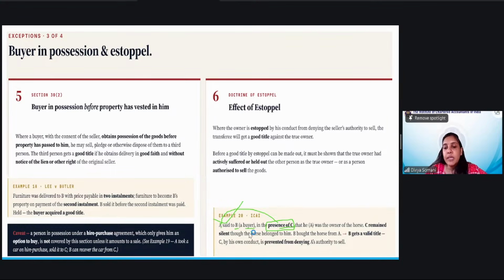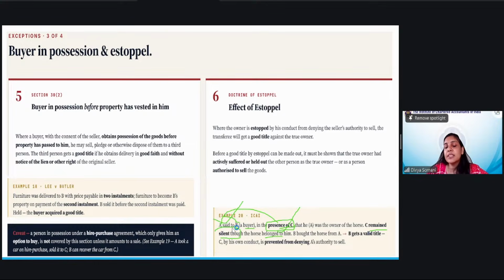A said to B, the buyer, in presence of C, that A was the owner of the horse. It is clearly mentioned that in the presence of C means C is actually the owner of the horse, but he remained silent. Though the horse belonged to him, he remained silent. And in front of C, A was saying that this horse belongs to me, and he's selling this horse to B.